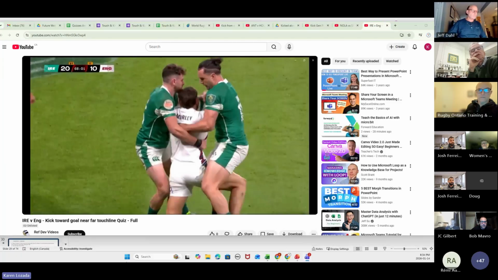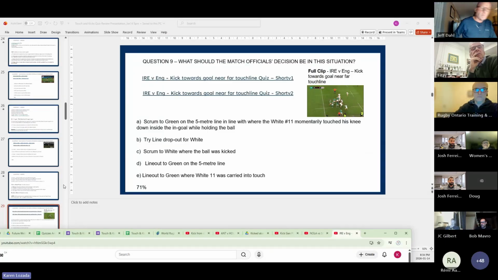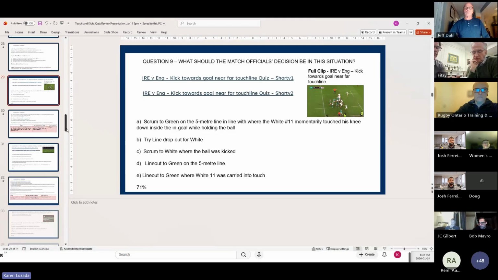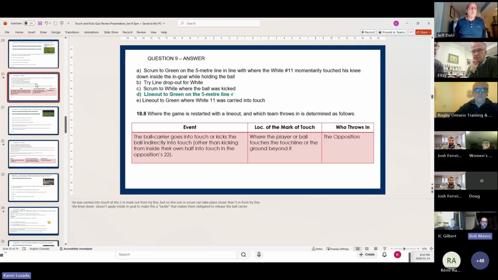All right. Cool. And then what we'll do is we'll just move this and we'll slide this down. Sorry, guys, it's a bit clumsy. Right. So here we go. Perfect answer. Line out Green 5-meter. So 18-8, obviously, you want to just check that out. Brammer, you're saying something here.